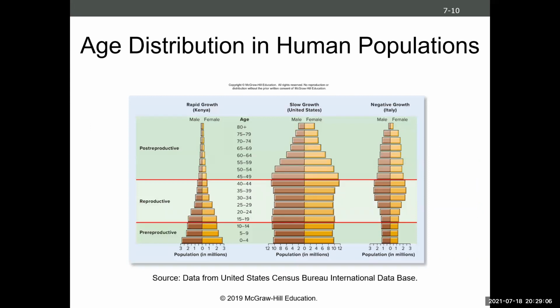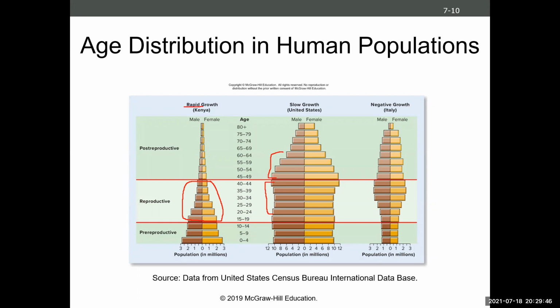Now this is showing you the age distribution in human populations and how it affects growth rates. For example, if a lot of your population is in the reproductive age, you're getting really rapid growth. Most of that population is in these reproductive age classes. Whereas the United States is fairly even, so a lot in the young, a lot in reproductive, a lot in 45, 50 to 60, 65, and so it's a steady growth rate.